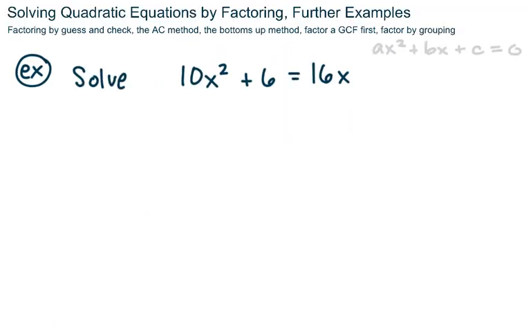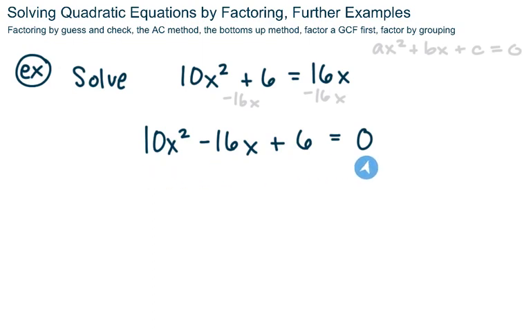For our second example, we're going to look at the quadratic equation 10x squared plus 6 equals 16x. One thing you may notice here is, again, this is not written in standard form. We have quadratic, constant, equal to a linear term. And again, we always want that in descending order equal to 0. So I will subtract 16x from both sides of the equation, and that gives me 10x squared minus 16x plus 6, and then of course 16x minus 16x is equal to 0. Now we have this in descending order.